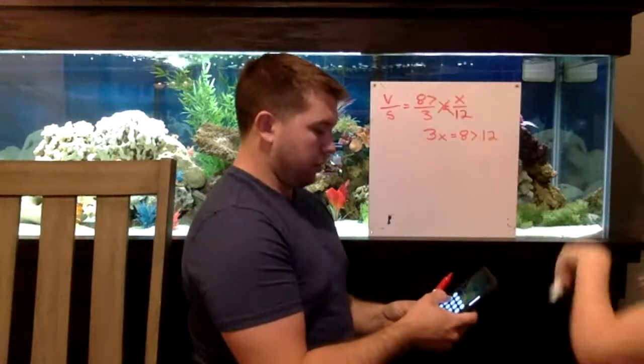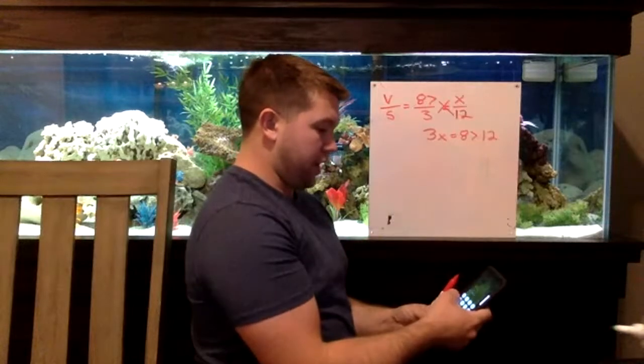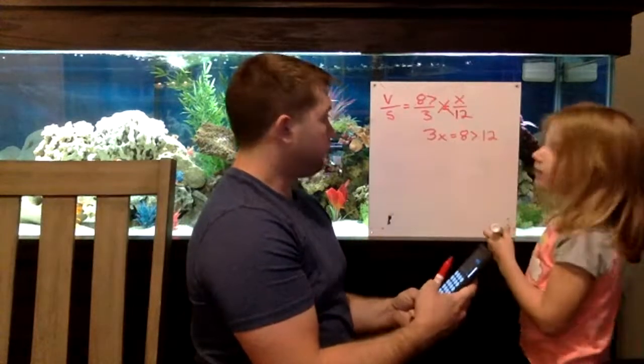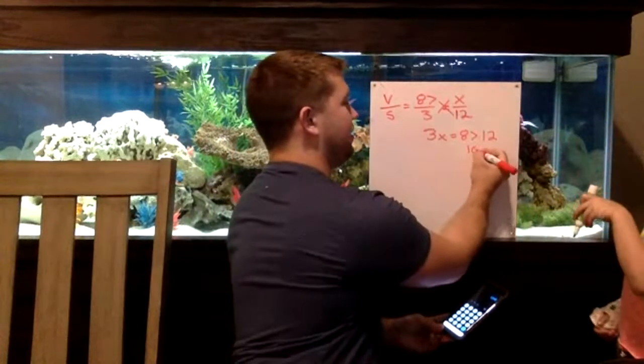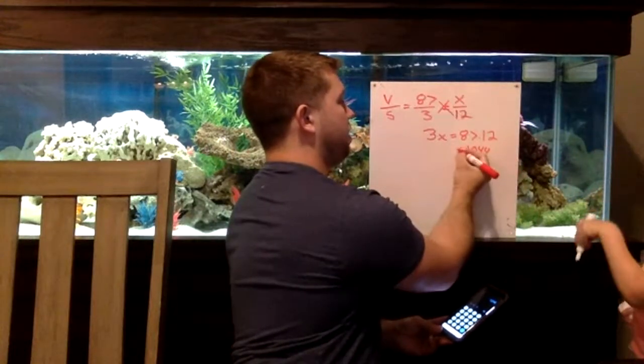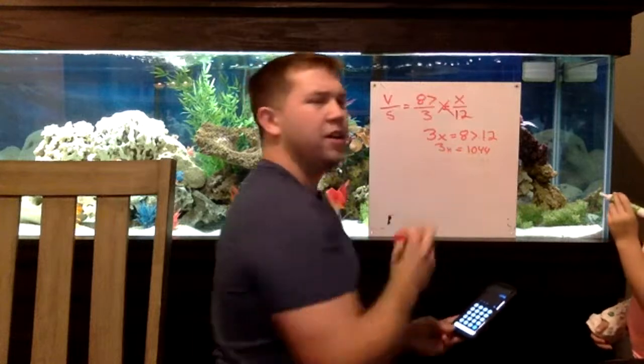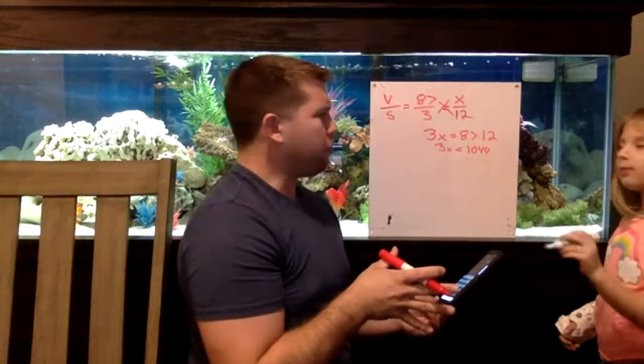So I'm going to simplify what I can, which I can simplify 87 times 12, okay? And that's going to equal 1,044. All right? And that still equals 3x, all right? And this is where I think a lot of people are getting tripped up.